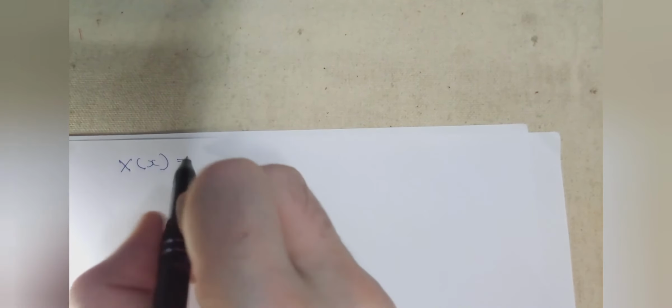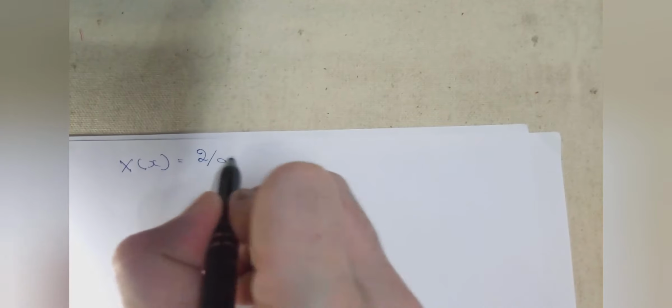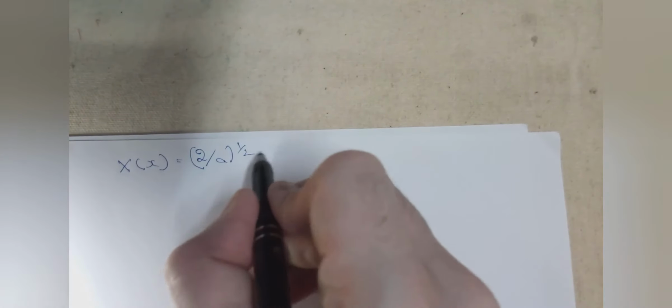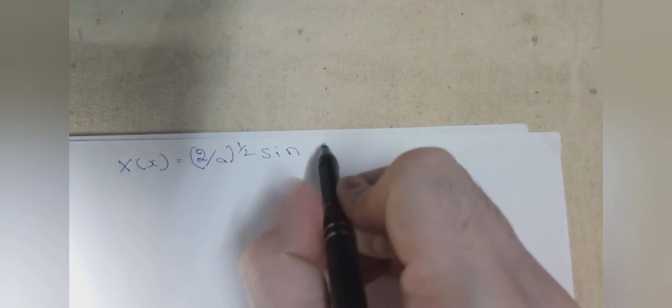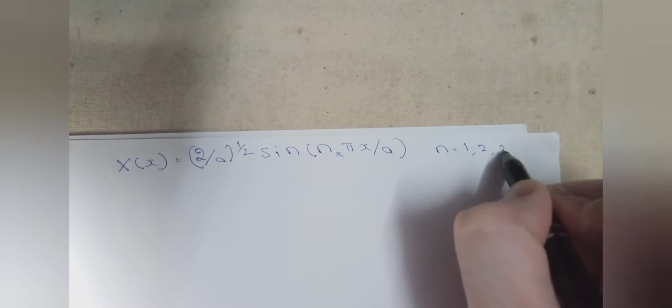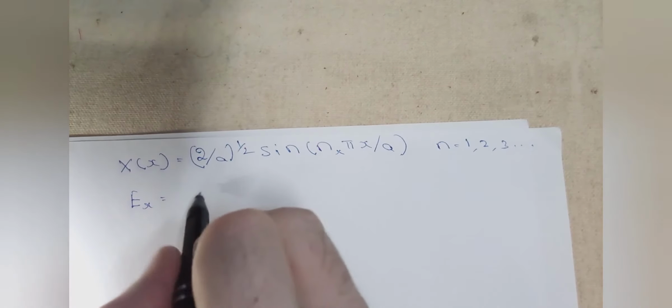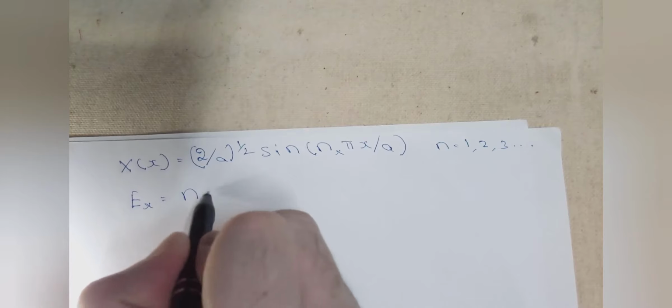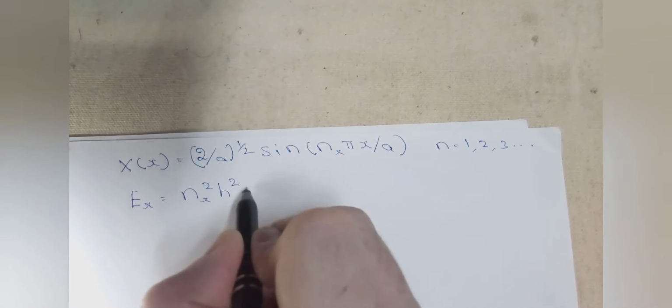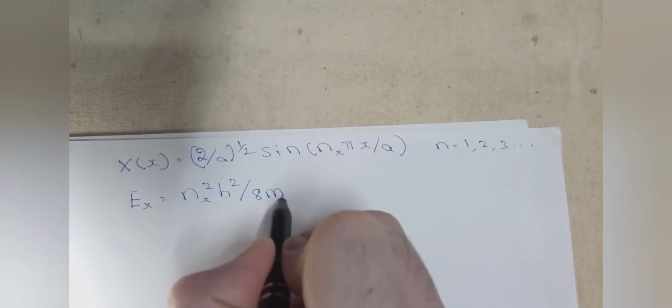So what we can write is X(x) is equal to square root of 2 by a, sine of nx pi x divided by a, where n will have values 1, 2, 3. And the energy derived for particle in one dimensional box is given as nx square h square divided by 8 m a square.